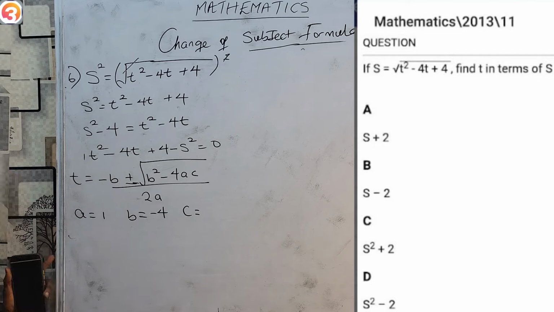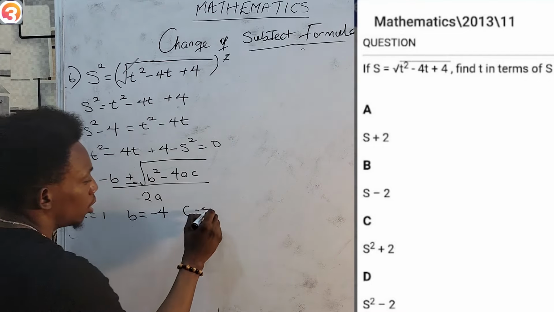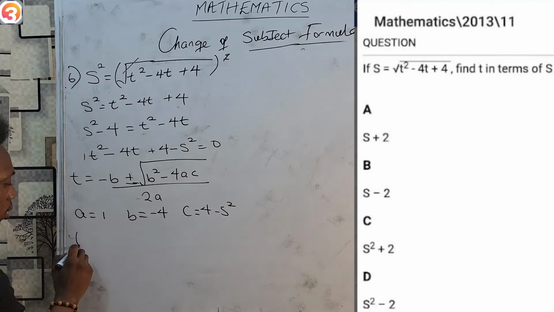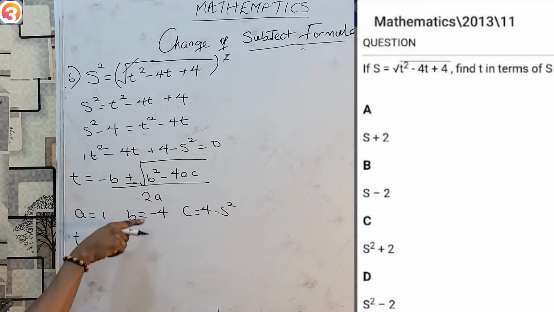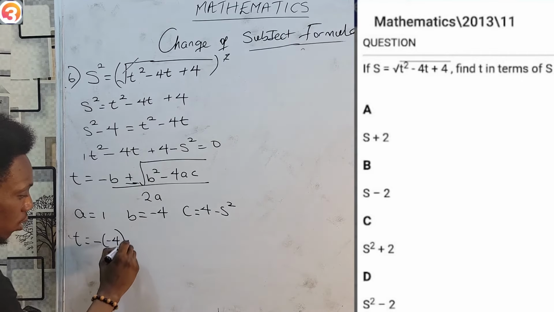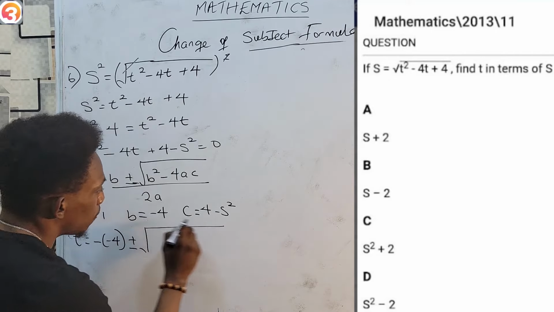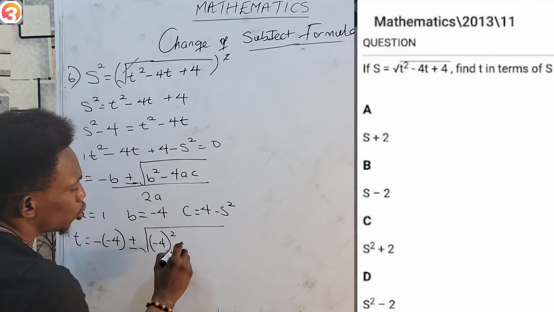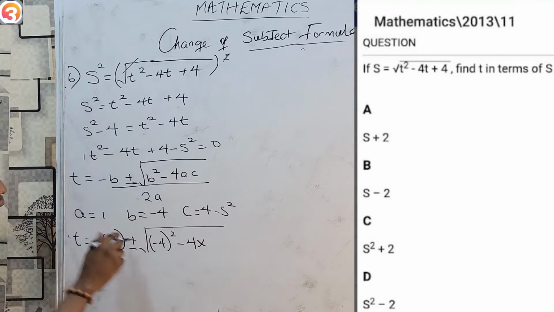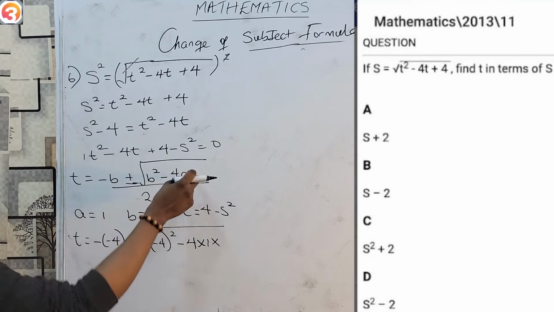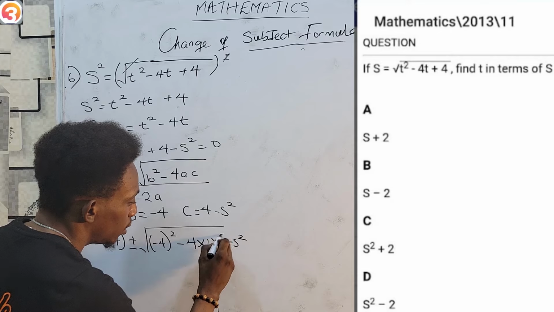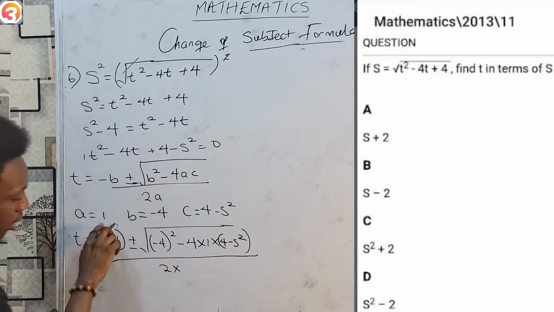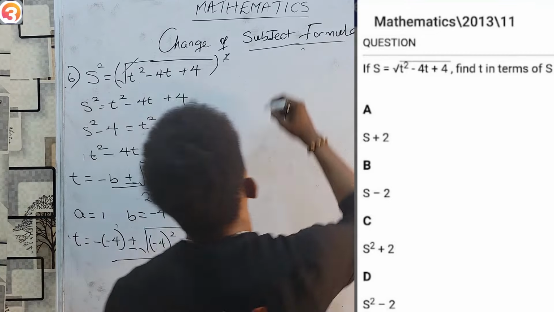And C is the number without letter. It should be this entire expression here, 4 minus x squared. Putting this into my formula, t will be equal to minus B, which becomes minus 4, plus or minus the square root of B squared, minus 4 squared, minus 4 times A, which is 1, and times C, and C is 4 minus s squared, all over 2A. That is 2 times A, which is 1. So you see, we're making progress.